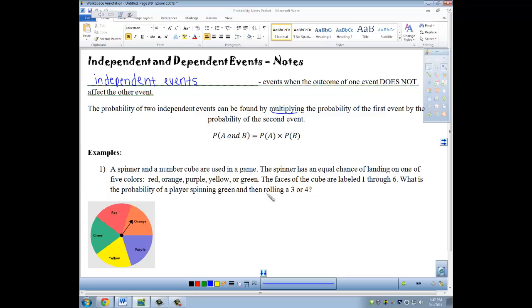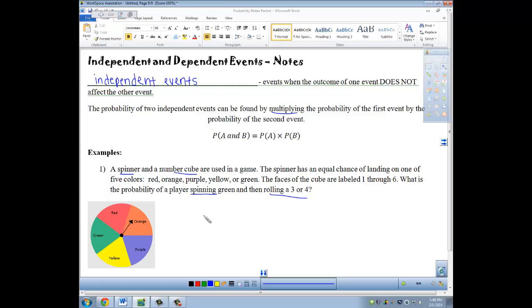So example 1, we have a spinner and a number cube, which are used in a game. The spinner has an equal chance of landing on one of the 5 colors, red, orange, purple, yellow, or green. The faces of the cube are labeled 1 through 6. What is the probability of a player spinning green and then rolling a 3 or 4? Now this example is an independent event because whatever you spin, it won't affect what you're going to roll on the number cube.